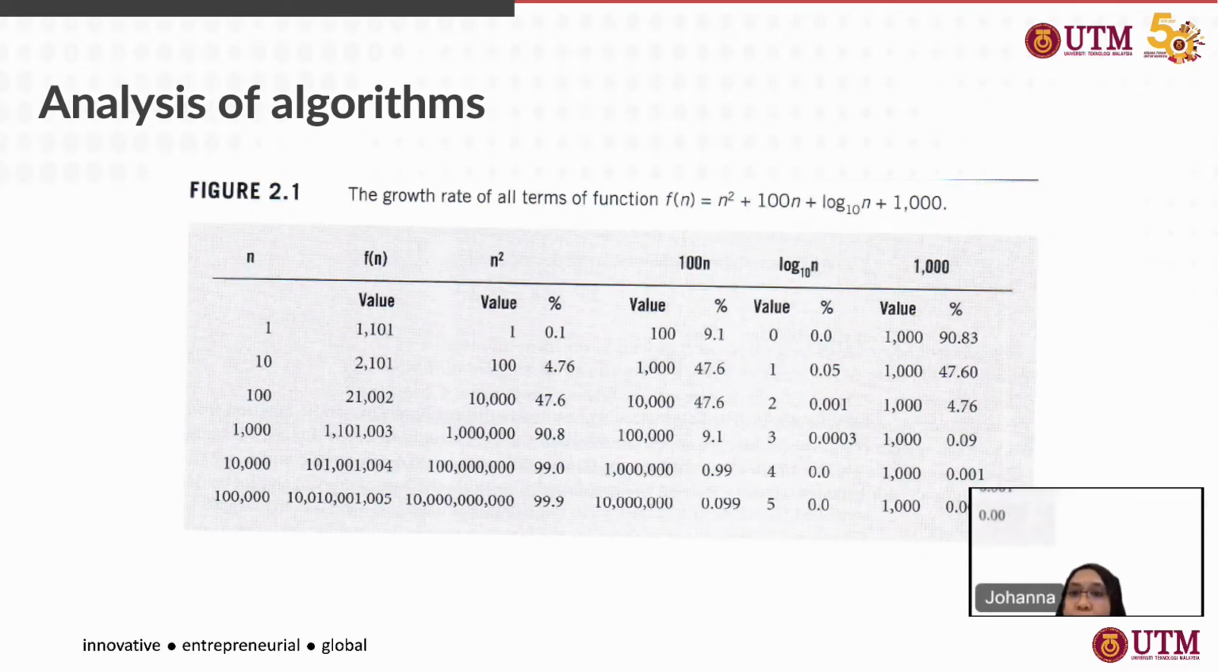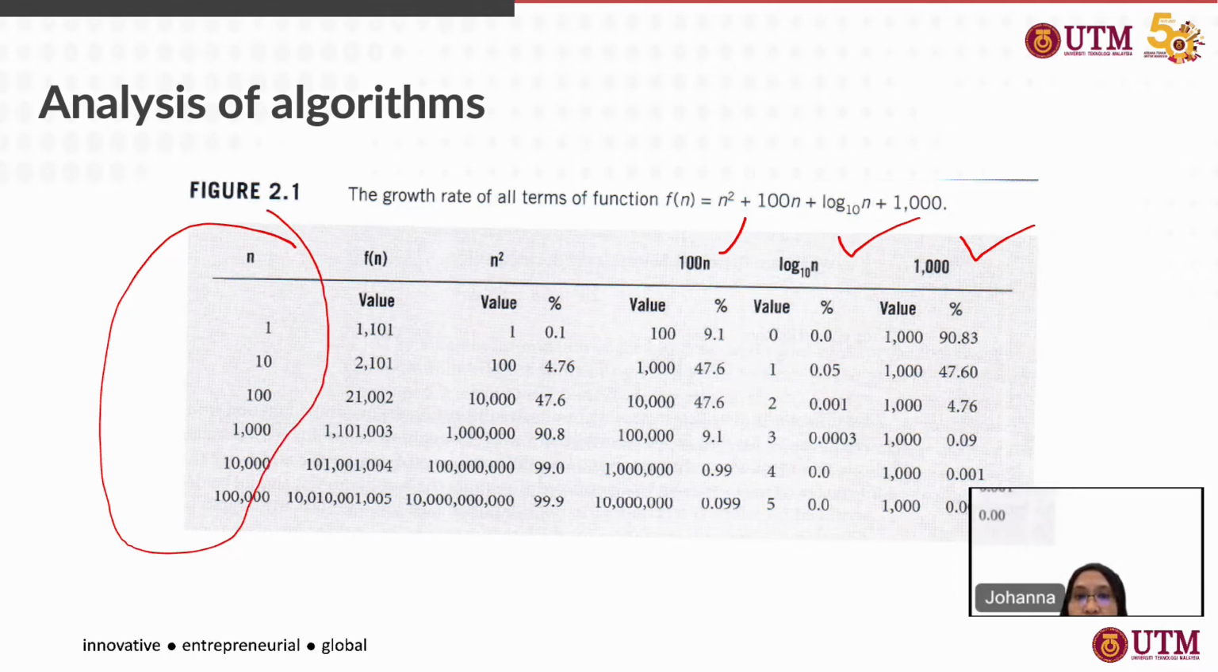So let's look at this example. In this example figure, you can see that here we have n, n squared, 100n, log n base 10, 1000, and n. You can see the growth rate of all the terms of functions. This is the size. It will increase, and you can see that the growth rate also increases.